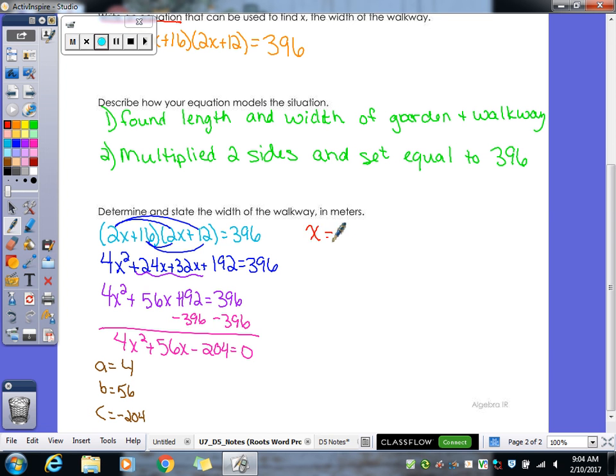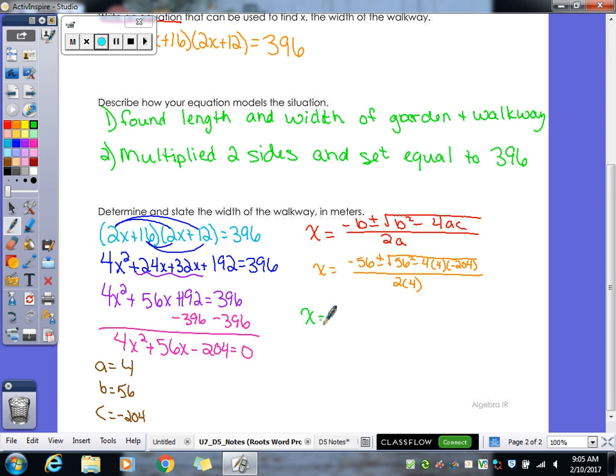So remember our quadratic formula: x equals negative b plus or minus the square root of b squared minus 4ac, all over 2a. Now I'm going to go ahead and plug all my numbers in. So I'm going to have negative 56 plus or minus the square root of 56 squared minus 4 times 4 times negative 204, all over 2 times 4. Now I'm going to type this whole thing into my calculator. Let's see what we get.